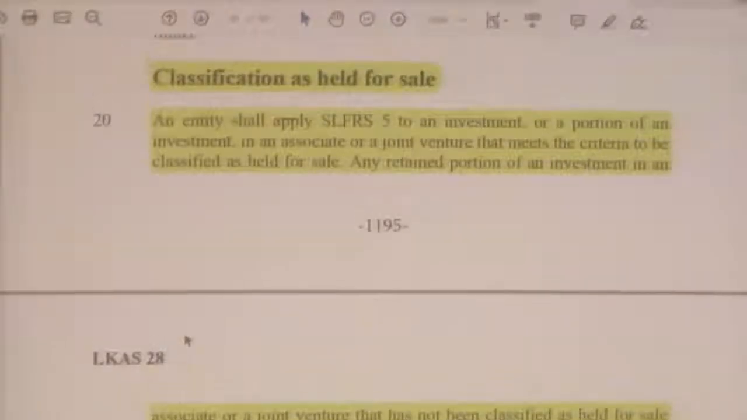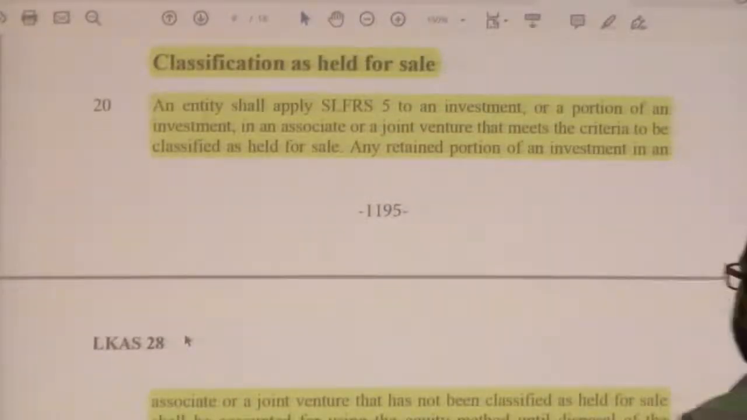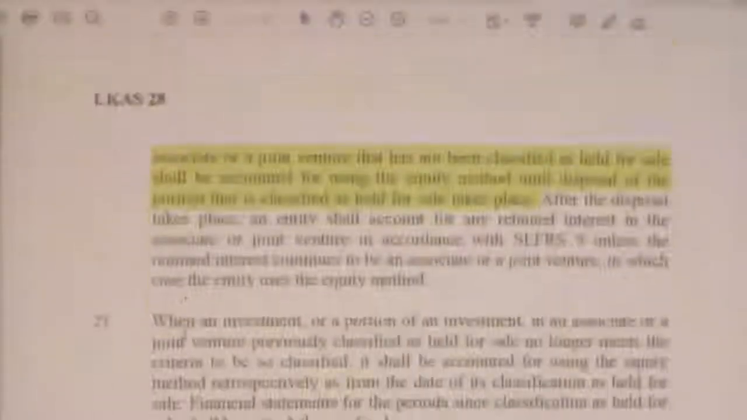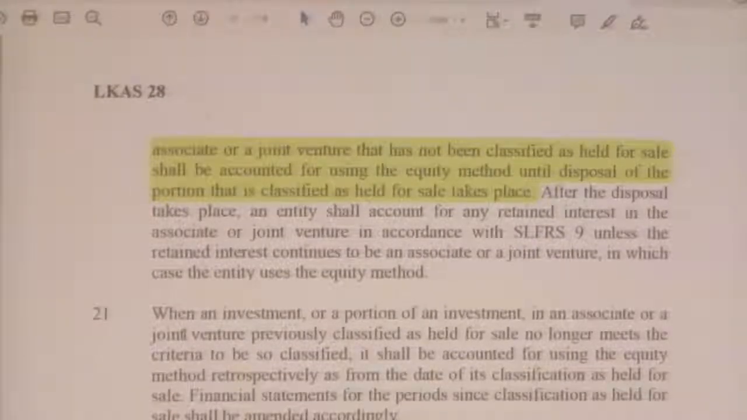Then classification as held for sale. The entity shall apply SLFRS 5, which we haven't discussed. An investment or portion of an investment in an associate or joint venture that meets the criteria to be classified as held for sale means its sale is highly probable, right? Any retained portion of the investment in an associate or joint venture that has not been classified as held for sale shall be accounted for using the equity method until disposed, right?